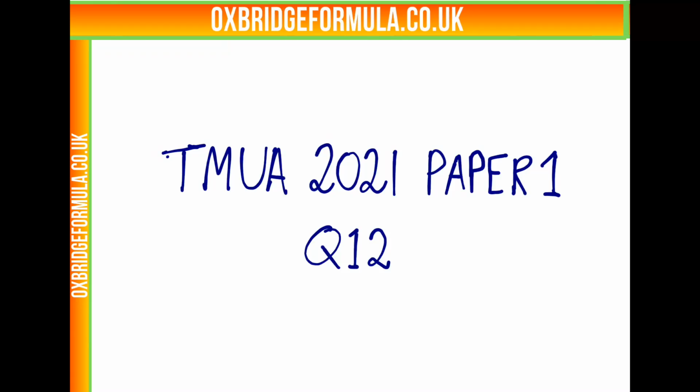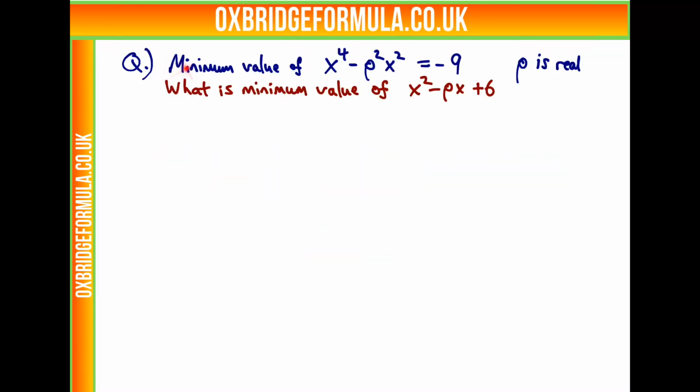This is TMUA 2021, Paper 1, Question 12. Okay, we're told that the minimum value of x to the 4 minus p squared x squared is equal to negative 9, and p is a real number. And we're asked to work out the minimum value of this quadratic, which is x squared minus px plus 6.